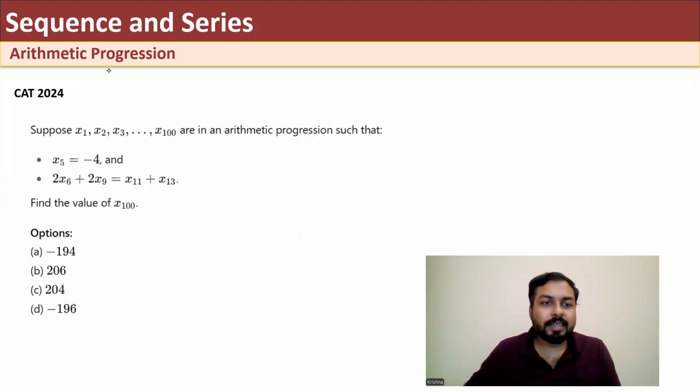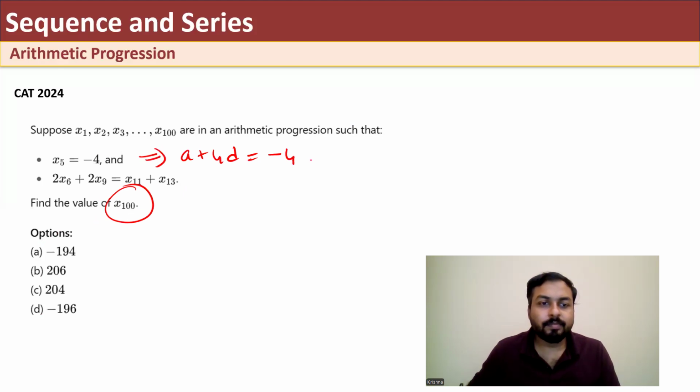Let's see one more question. This question was asked in CAT 2024. He's saying x1, x2, up to x100 are in arithmetic progression such that x5 is equal to minus 4 and 2x6 plus 2x9 is equal to x11 plus x13. Find x100. He wants you to find the 100th term. Okay. So let's see what he has given us. He has given us a plus 4d is equal to minus 4.